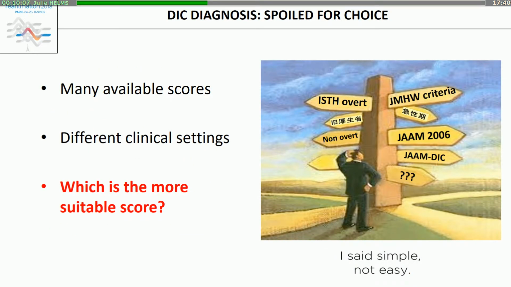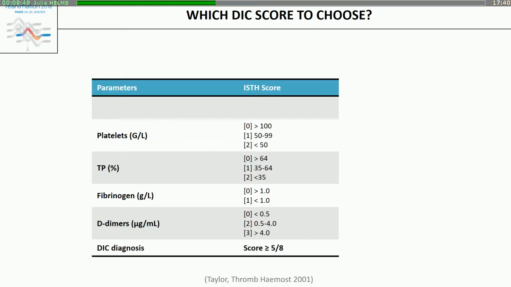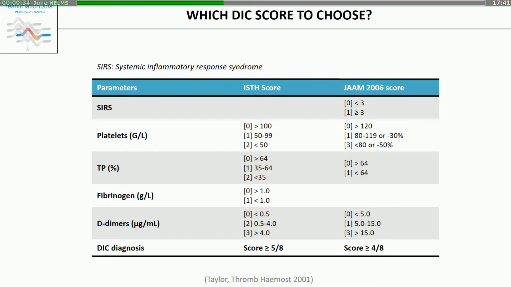We have many available scores to diagnose DIC, but these scores have been established in different clinical settings, and the matter is now to find the score that is the most suitable for my patient. The ISTH score has been established with global hemostasis parameters, including platelets, PT, fibrinogen, and D-dimers, and has been validated now in different clinical settings. But the only one that has been validated in ICU is the HELMS score.